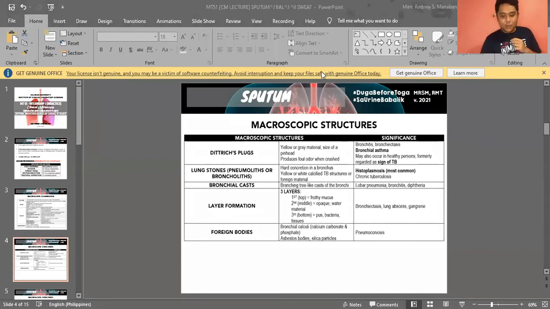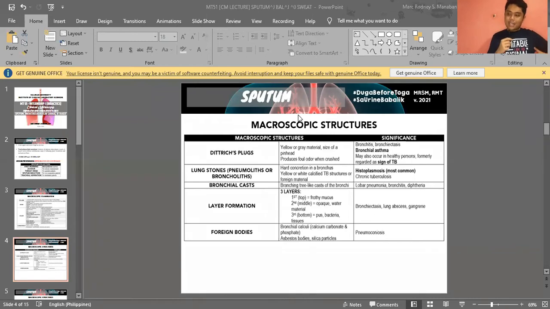Now, Dietrich plugs were considered before as an early indicator of TB, but now they are no longer considered, because there are other signs of TB that are more specific. You have the lung stones or pneumoliths or broncholiths. These are hard concretions of the bronchi, yellow or white calcified structures or foreign material. So, calcified structures, most common in histoplasmosis and chronic TB.